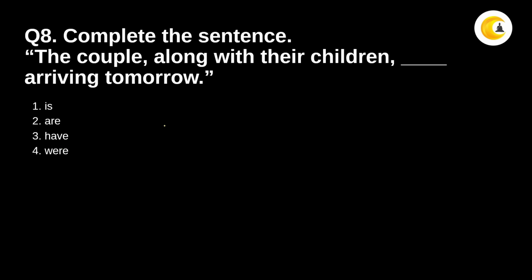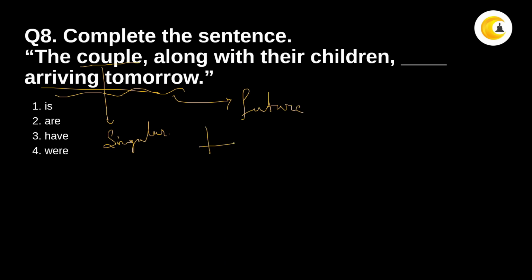Okay. So when it is basically saying, the couple along with their children arriving tomorrow. Now what will you say, ma'am? This is singular. This is in future, right? It's tomorrow. So what should it be? It should result in a plural verb, right? The couple along with their children are arriving tomorrow. That should be the case, right? According to the rule. But if you look closely, it doesn't say that couple and their children arriving tomorrow.